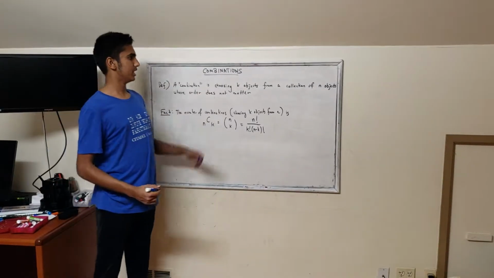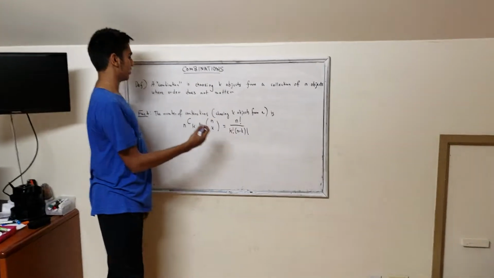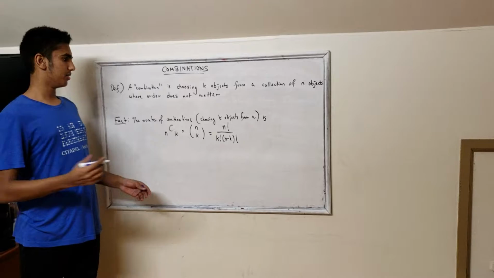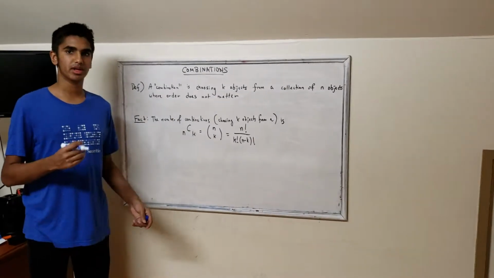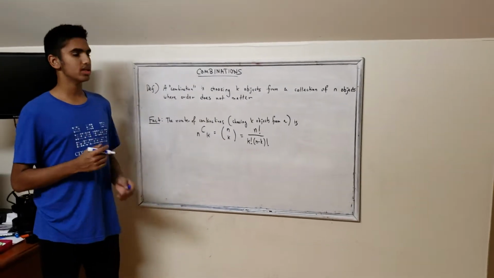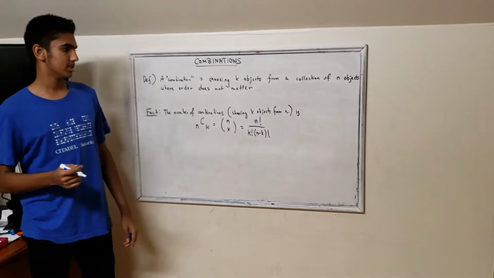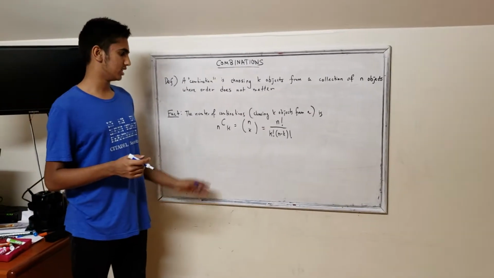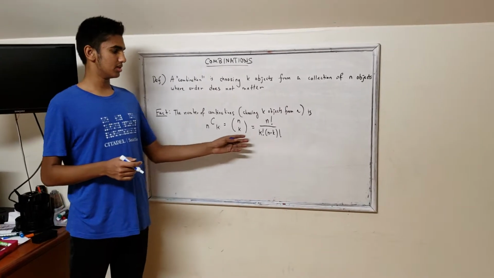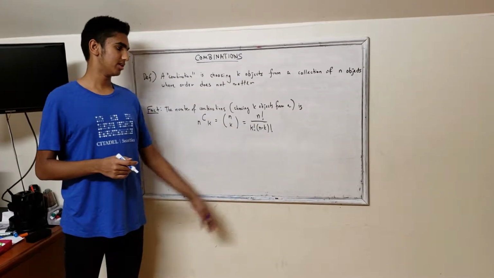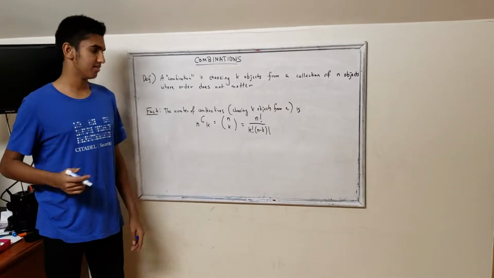So now we have combinations, our next thing, which is actually much more useful. The definition of a combination is basically choosing k objects from a collection of n objects where order does not matter. So we have a formula here. The number of combinations, which is choosing k objects from n, is n choose k equals n factorial over k factorial times n minus k factorial.